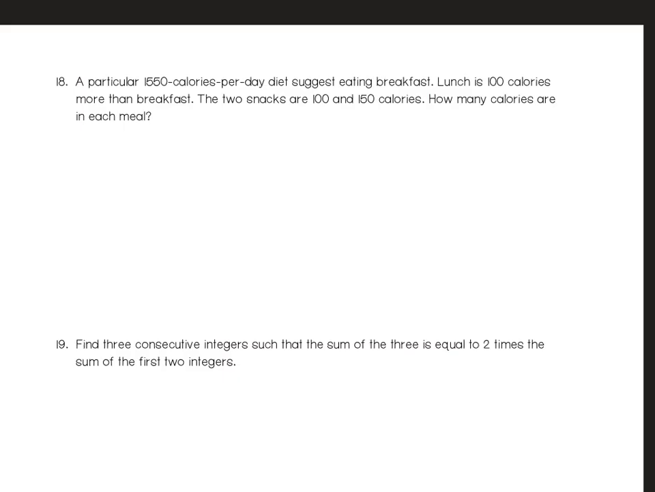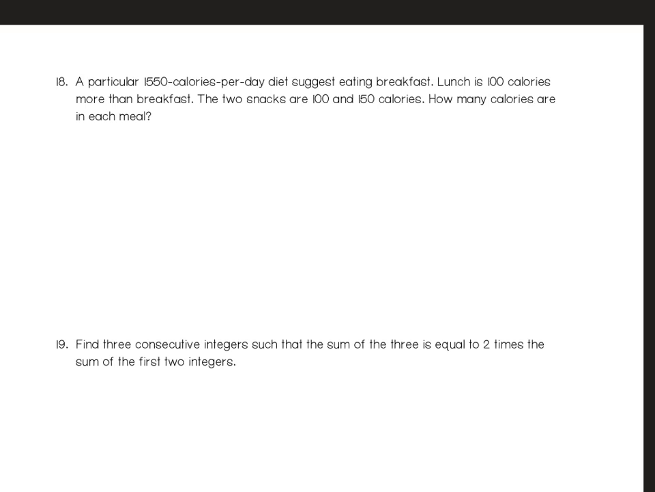On our last page, we have a few different types of problems. So the first one's talking about a diet. So it says a 1550 calorie diet per day suggests eating breakfast. Lunch is 100 calories more than breakfast. The 2 snacks are 100 and 150 calories. How many calories are in each meal?